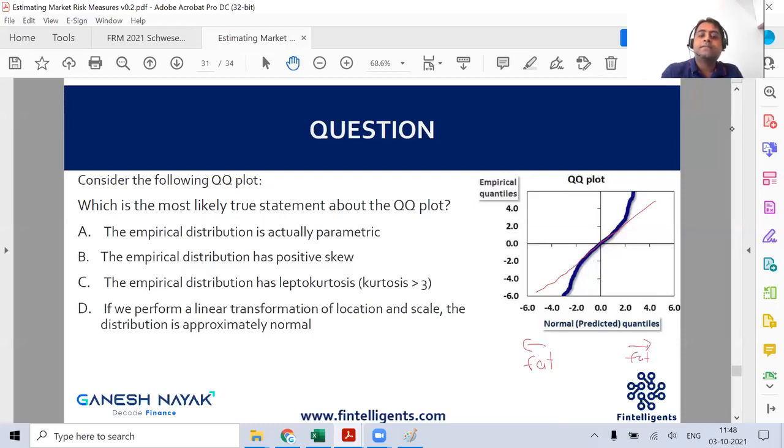Right? See, the first point is incorrect. Why? Because whatever is your actual data, it does not match with your assumed distribution. That means it is not actually parametric. Okay. Is it positively skewed? No, because both the sides are fat. Do you realize it is leptokurtic? Why? Because when we did a question in level 1, leptokurtic means both the tails are fatter. So my answer is 3. Okay. Answer is C.